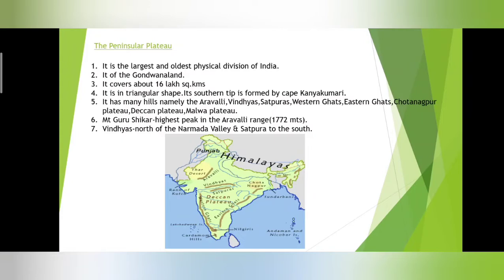And in this Deccan Plateau, there are many hills called the Aravalis, the Vindhyas, the Satpuras, then the Western Ghats, and here the Eastern Ghats, then the Chota Nagpur Plateau, then the Deccan Plateau, and here the Malwa Plateau. And next, if you see the Aravalis, we can see the Aravalis here.